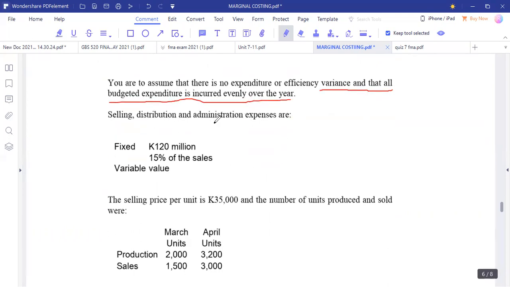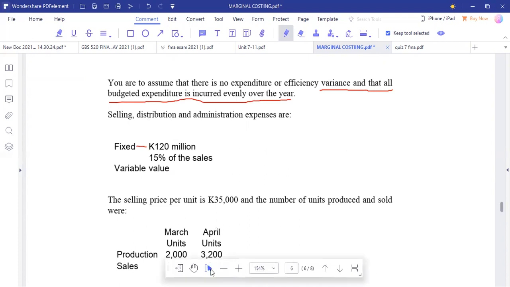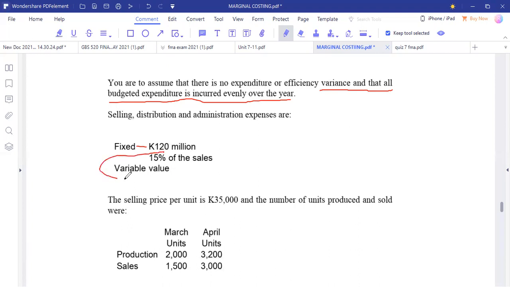The selling, distribution, and administrative expenses are fixed at 120 million. Then variable is 15% of sales. So fixed is just 120 million. All right, this is for the year. Okay, 120 million is for the year. That is, you assume that there is no expenditure or efficiency variance and that all budgeted expenditure is incurred evenly over the year. Okay, so this is what they have told us.